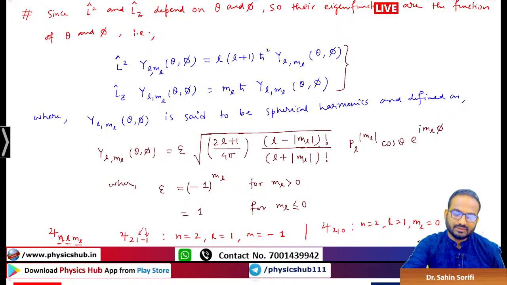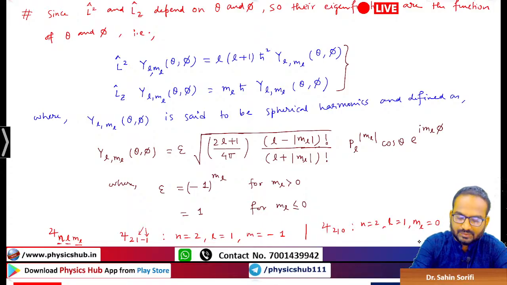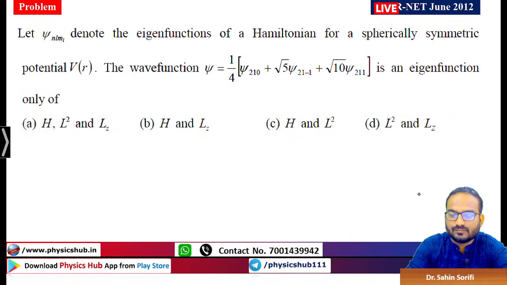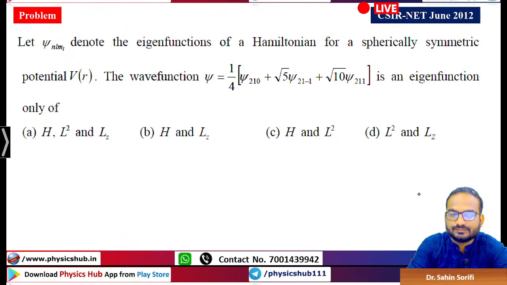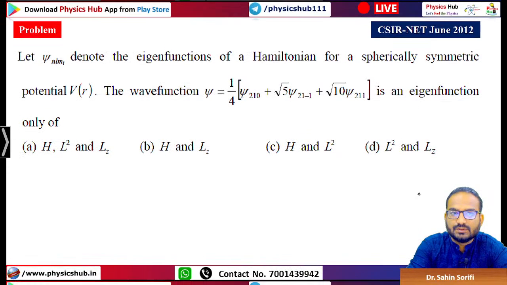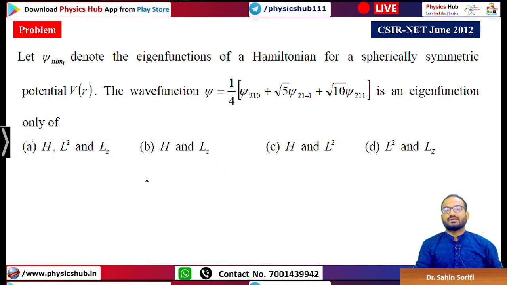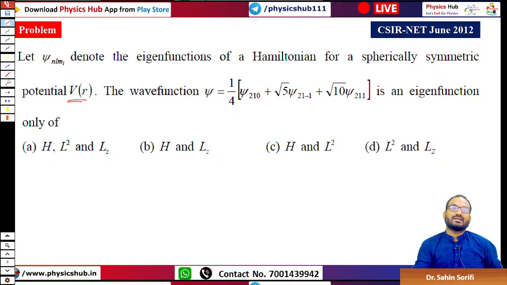Okay. So, I am giving you a problem involving this. So, look at this problem. Let psi n L mL denote the eigenfunctions of a Hamiltonian for a spherically symmetric potential V of r. The wave function is an eigenfunction only when it is called an eigenfunction.